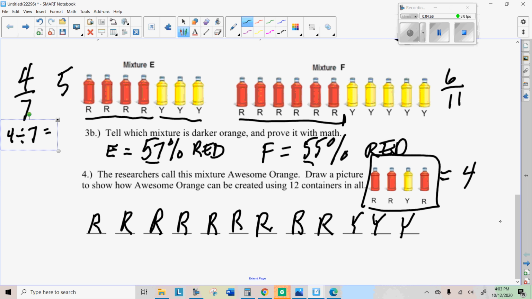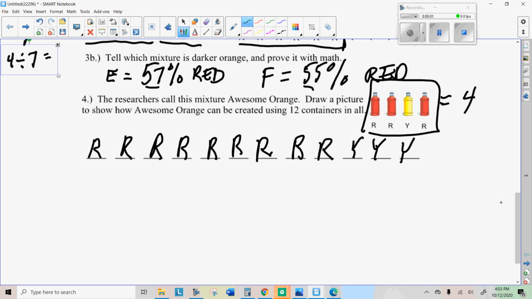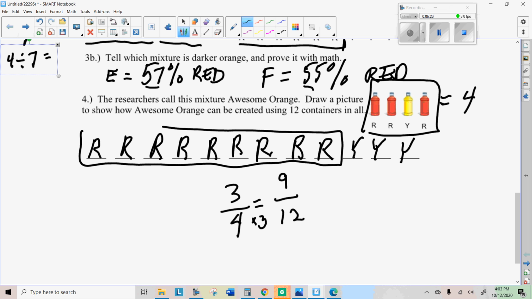Well, to keep that same mix going, we need it to be proportional. So we have 3 out of 4 that are red, and instead we want that out of 12. So just solve this proportion. 4 times 3 is 12. 3 times 3 is 9. Basically, you need to take the number of red times 3. So you should have 9 of those. And the number of yellows times 3. All right.